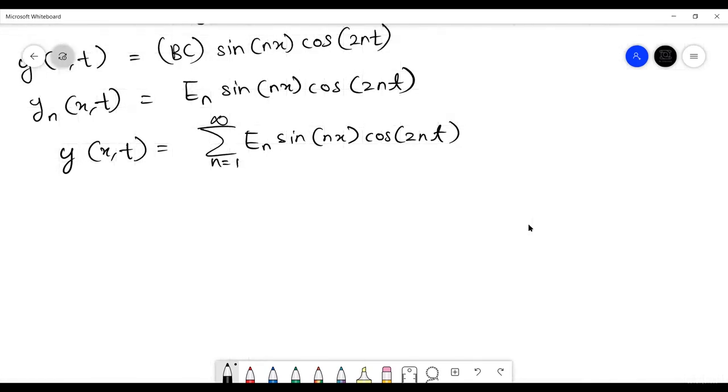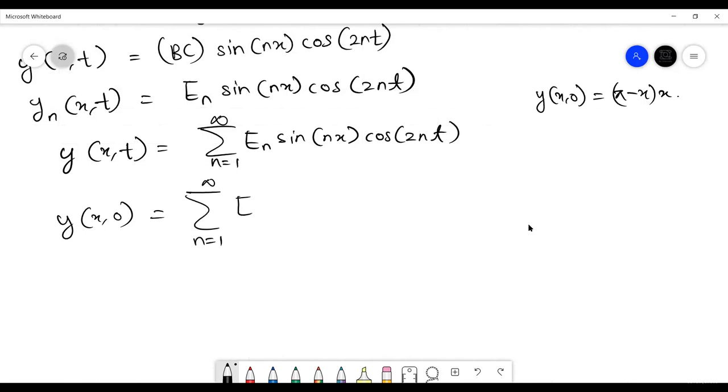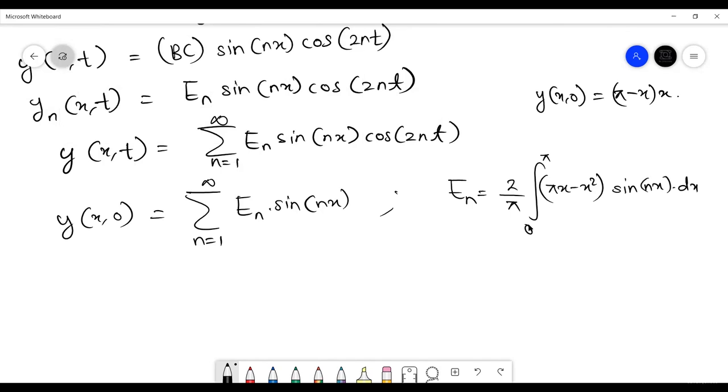Now the final condition comes into play. The final condition is y(x, 0) = x(π − x). So what is y(x, 0)? From our solution, it gives us the sum to infinity of E_n sin nx. So from the Fourier transformations, we can write E_n is equal to, since only sine is there, a sine series, 2/π integral from 0 to π, since the range of x is from 0 to π, of our function (πx − x²) sin nx dx. This is a Fourier sine series.